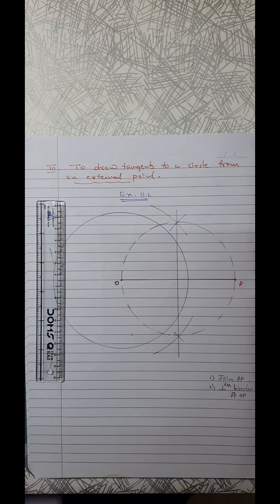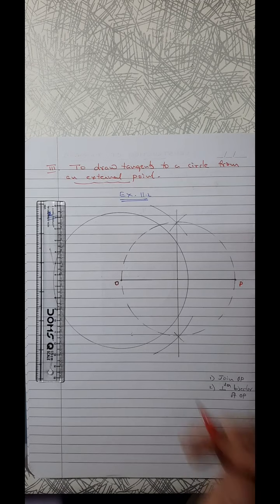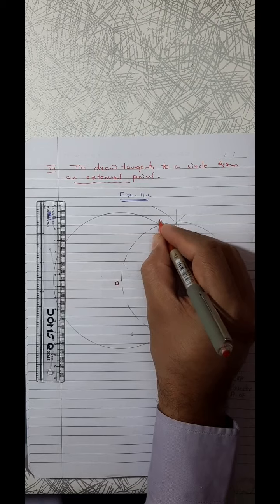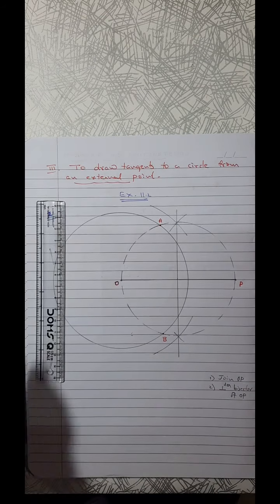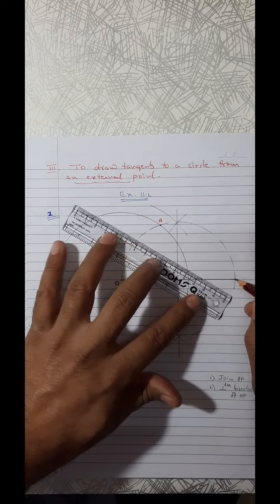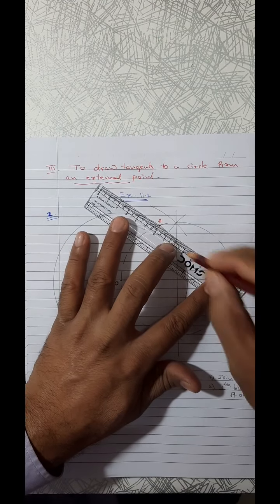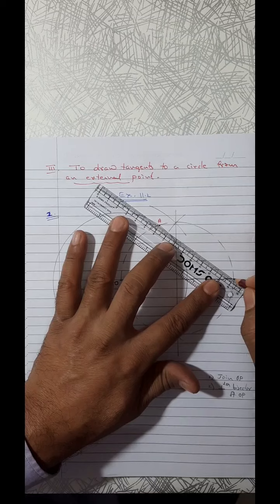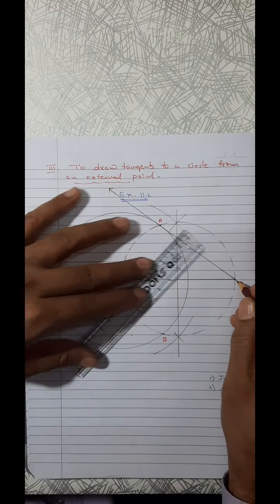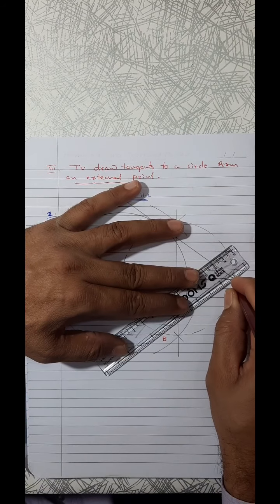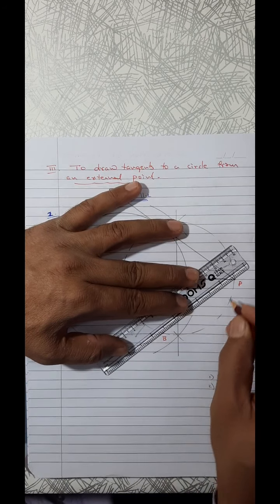Dotted circle to intersect the original circle at the point A and B. Meeting point A here, and here meeting point is B. This will be the point of contact. Since this is the point of contact, we can join PA. Draw PA. This will be one of the tangent. Another tangent will be PB. This is another tangent, that is PB.